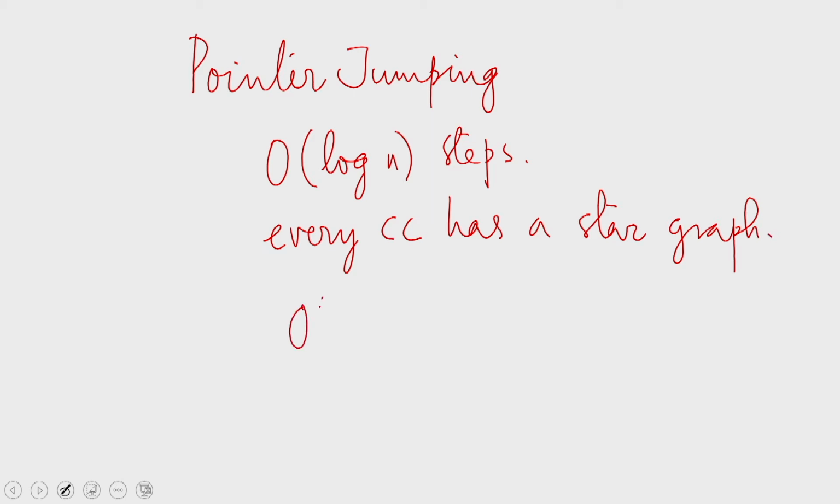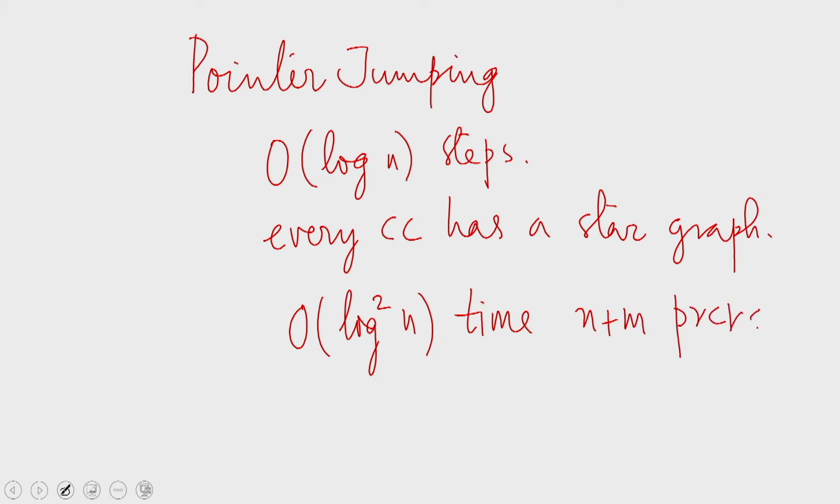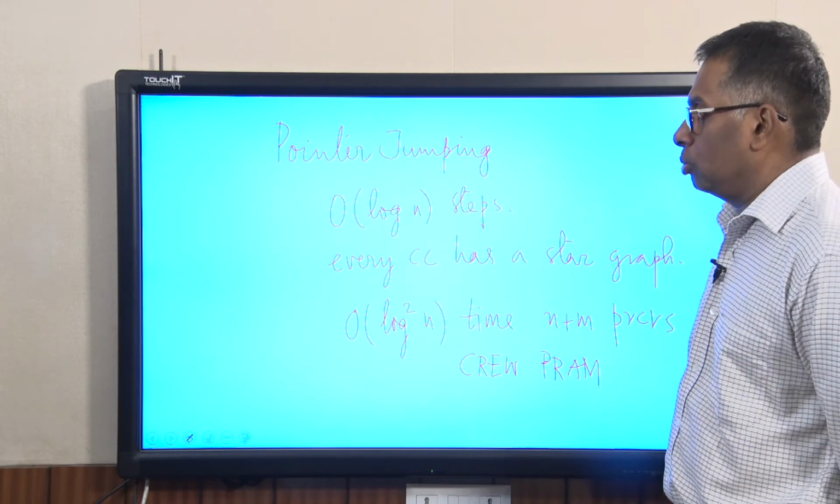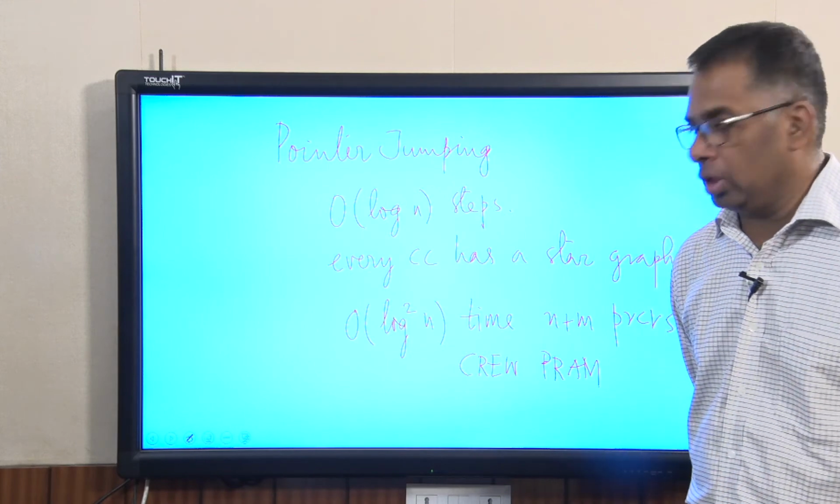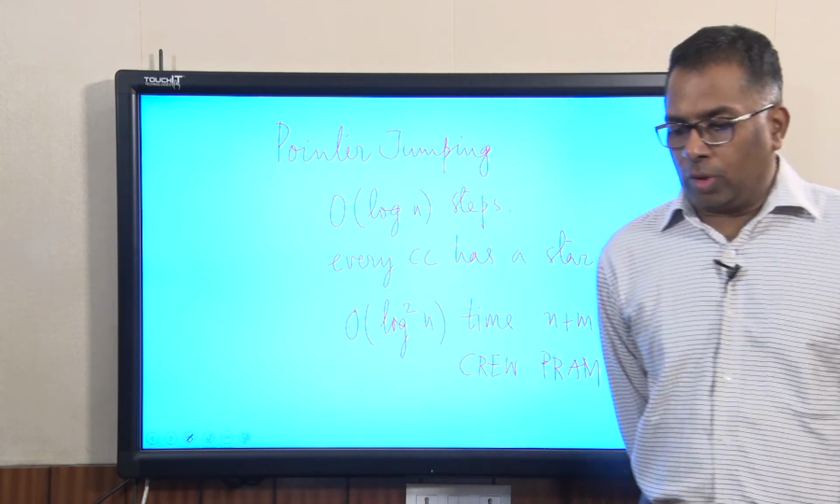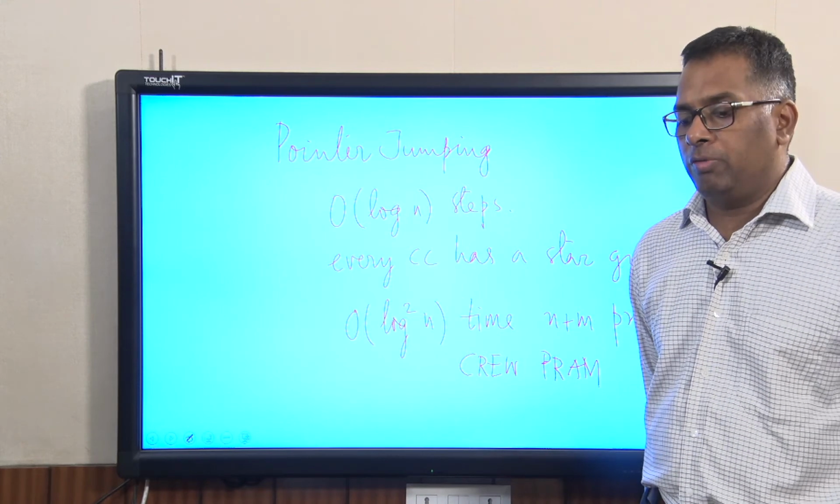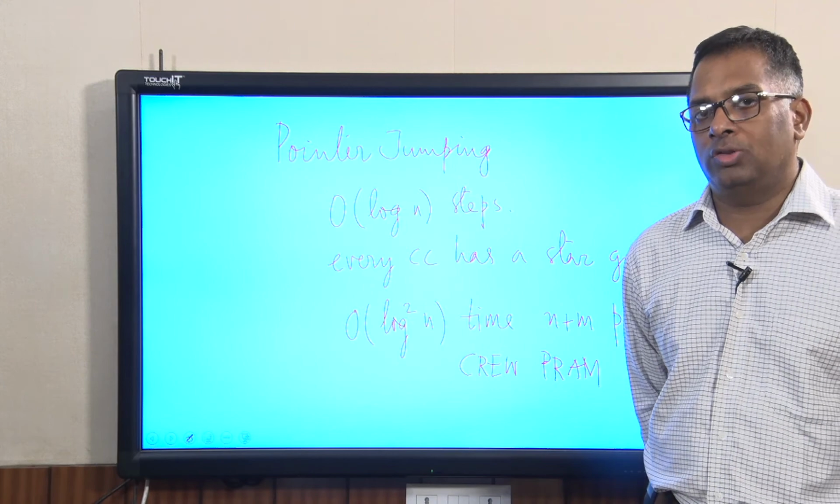So now the algorithm has run in order of log squared n time using n plus m processors on a CR-EWP RAM. You can obtain an analogous result for the ER-EWP RAM as well, and later on this solution has been improved to an order log n time algorithm, again on an ER-EWP RAM, but those algorithms are much more involved and are outside the scope of this course. Therefore, we will not be going into them. So, for our purpose now, we can conclude this: the connected components of a graph can be found in order of log squared n time using n plus m processors on a CR-EWP RAM.